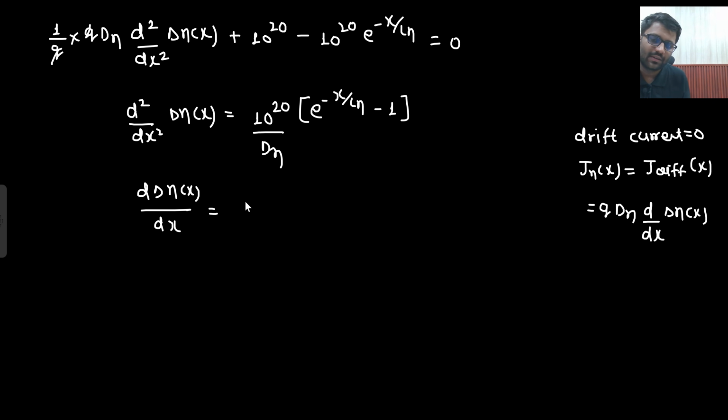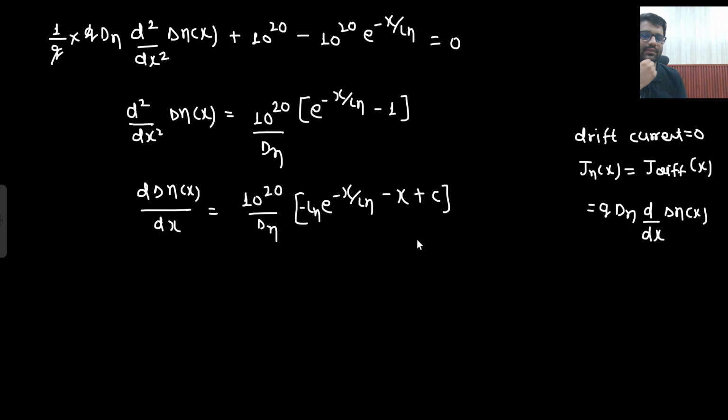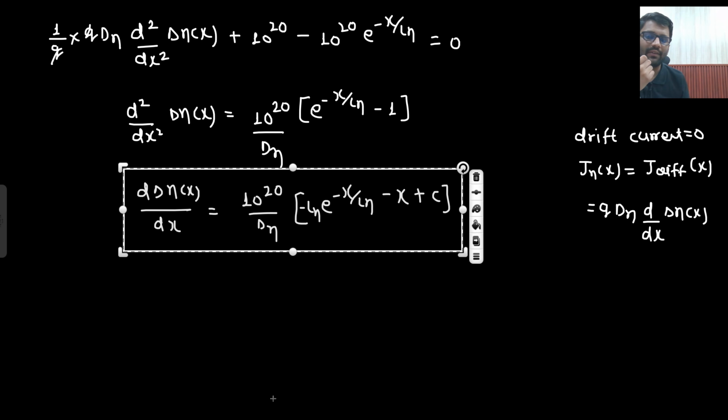This is what I am getting: 10 to the power 20. What will be the integration of this one? That would be e to the power minus x by ln multiplied by ln, minus x, plus constant. So this is the value of dnx divided by dx you are getting, the differentiation of excess carrier concentration with respect to x.